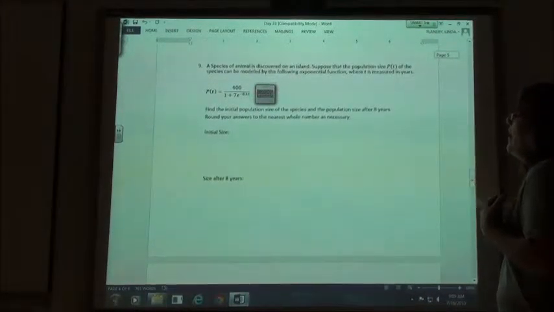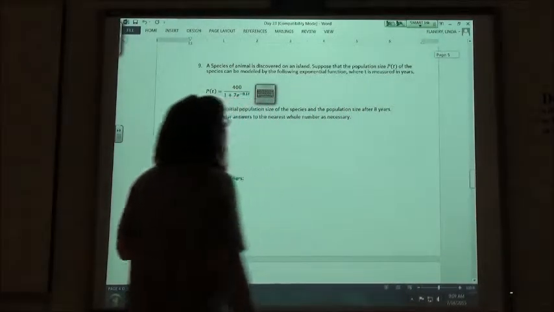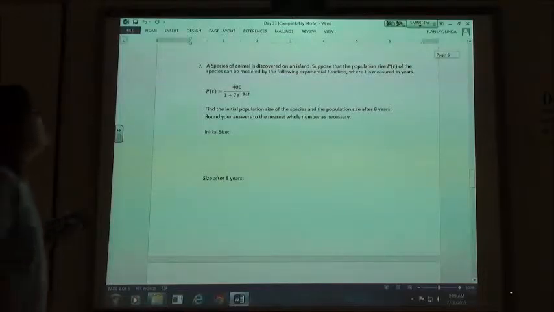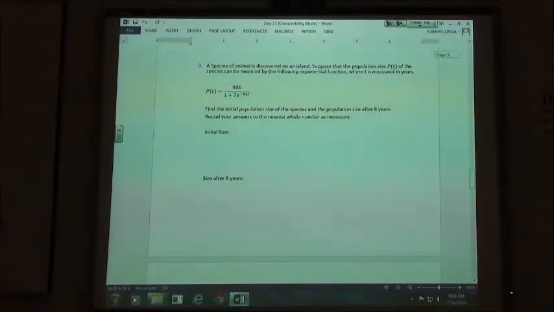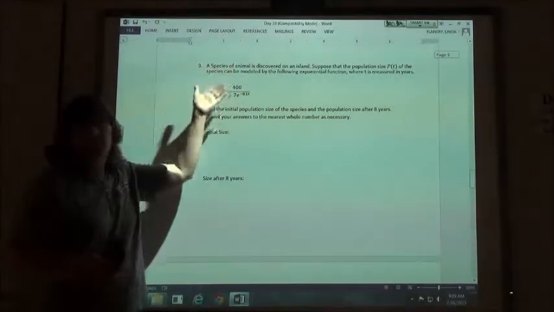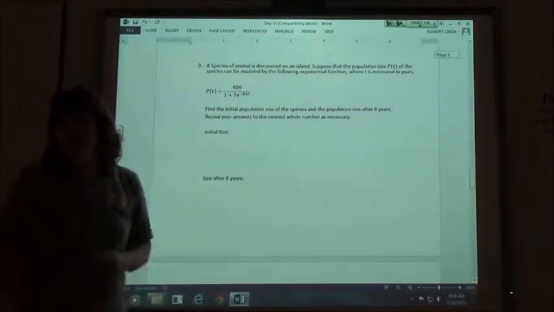Number 9. A species of animals is discovered on an island. Suppose the population size P of t of the species can be modeled by the following exponential function. So we have 400 over 1 plus 7e to the negative 0.1 t. Now we could do it in 2 steps and find our bottom number first and then take 400 divided by the answer, or we need to put parentheses around the entire bottom.